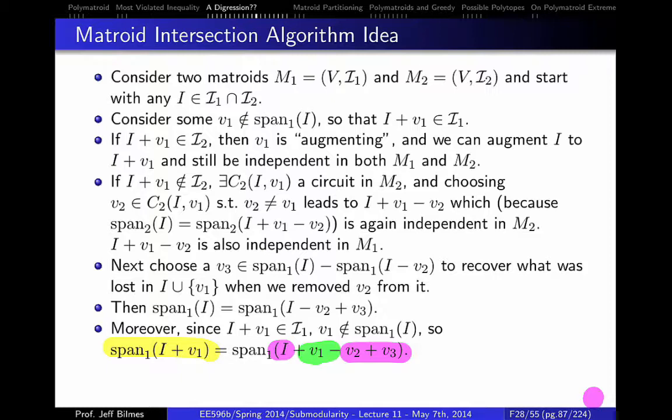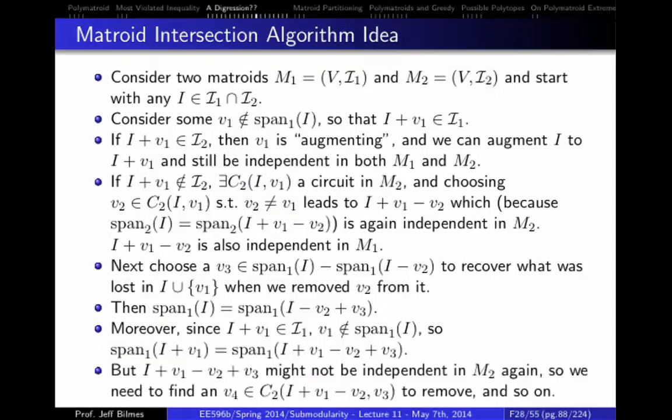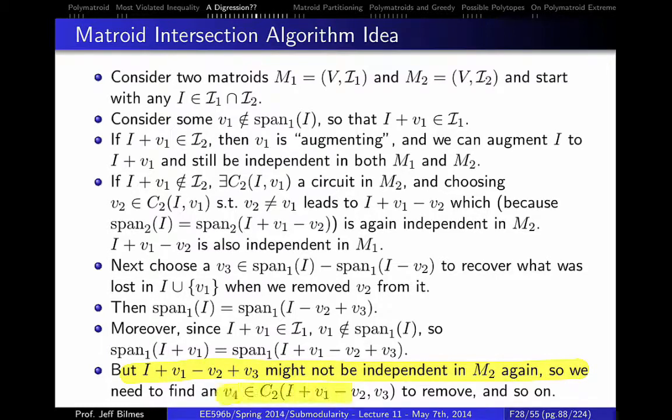So maybe, if we're lucky, by adding v3 now, which is a distinct element from v1, maybe we'll be independent in Matroid 2, which would be really great. But on the other hand, it might not be. If it is great, then we've essentially got an augmenting sequence. If it's not, then we need to find some other element, v4, which is in the unique circuit, according to Matroid 2, that's created by adding v3 to I plus v1 minus v2 in Matroid 2.